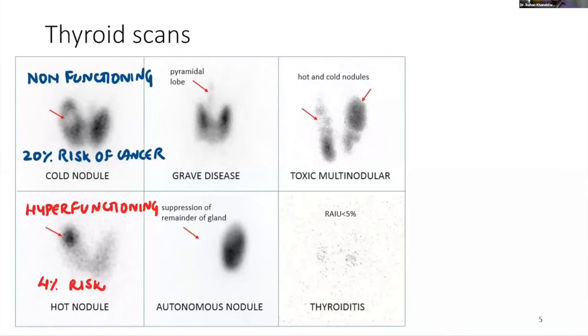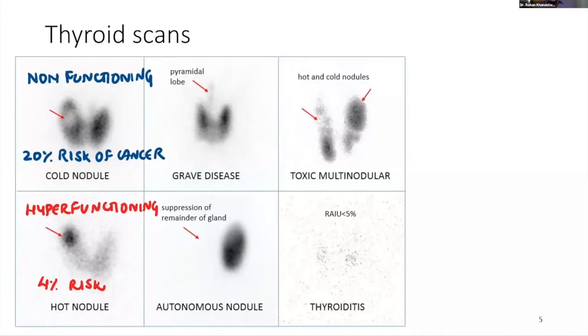In Graves' disease, you can see there is diffuse increased uptake. It looks almost like a normal scan, but the percentage of uptake is higher. Autonomous nodule is when only one nodule is working, and the rest of the gland is completely suppressed.